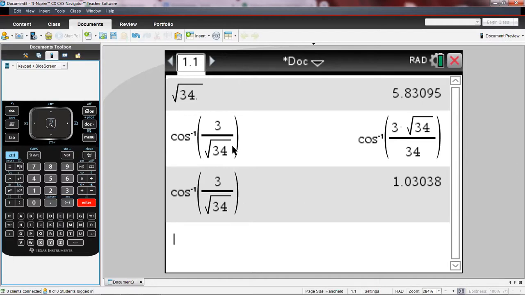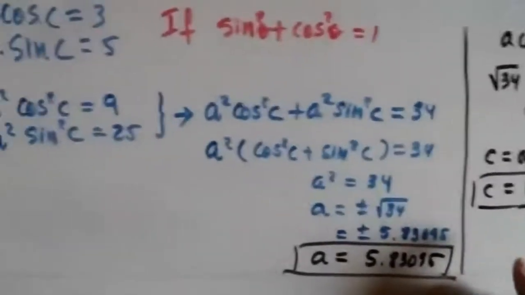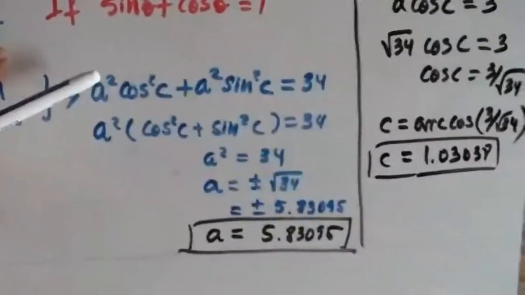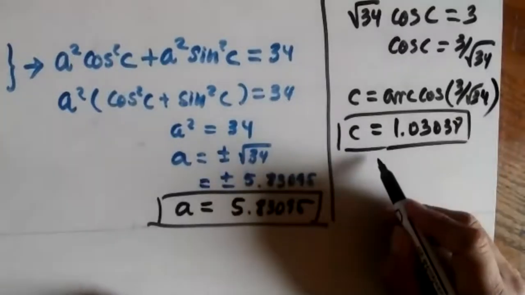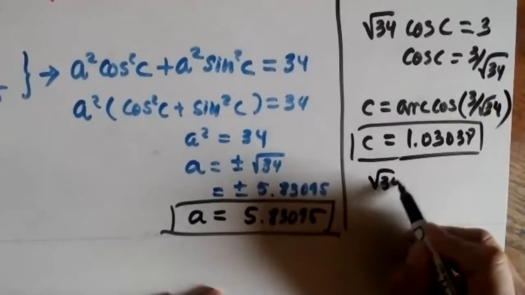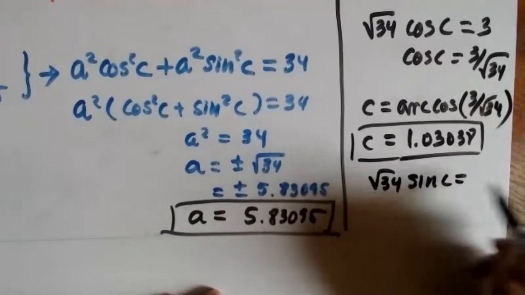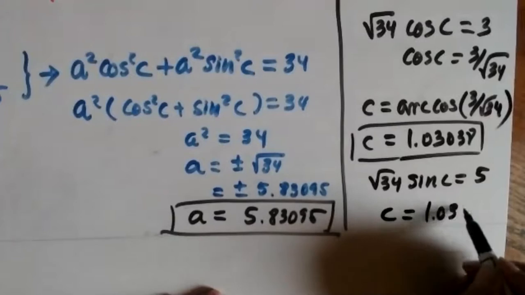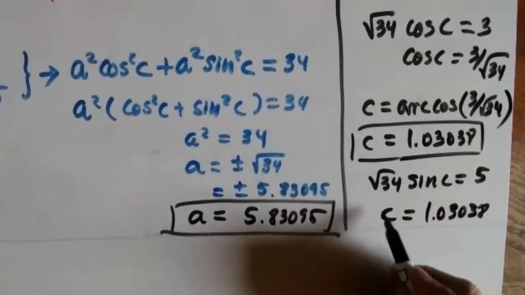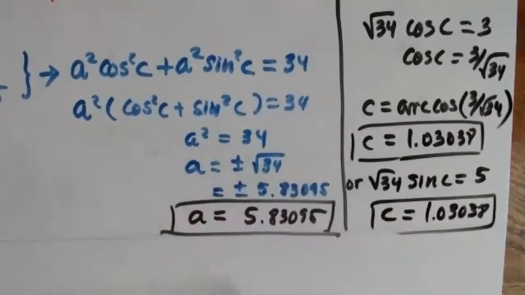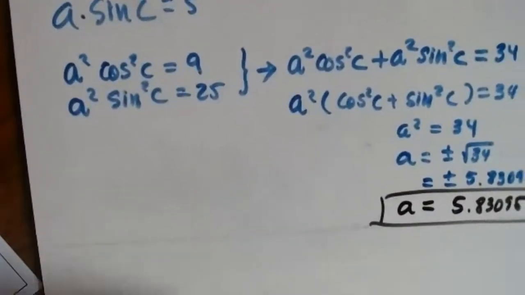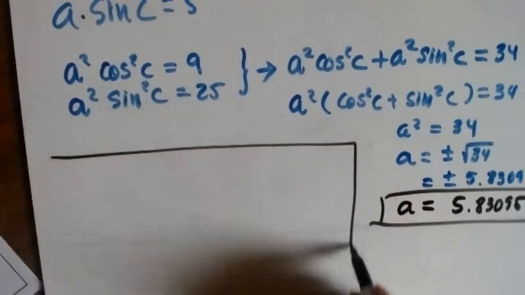Now, let me just go back to my board. You can also use A sine Z equals the square root of 5, in the same way. So also you can use this one here. So the square root of 34 sine of Z equals 5. And the Z is going to be exactly the same. You can do that if you want, but it's the same. Okay, so I found my 3 numbers. So I'm going to finish right here.